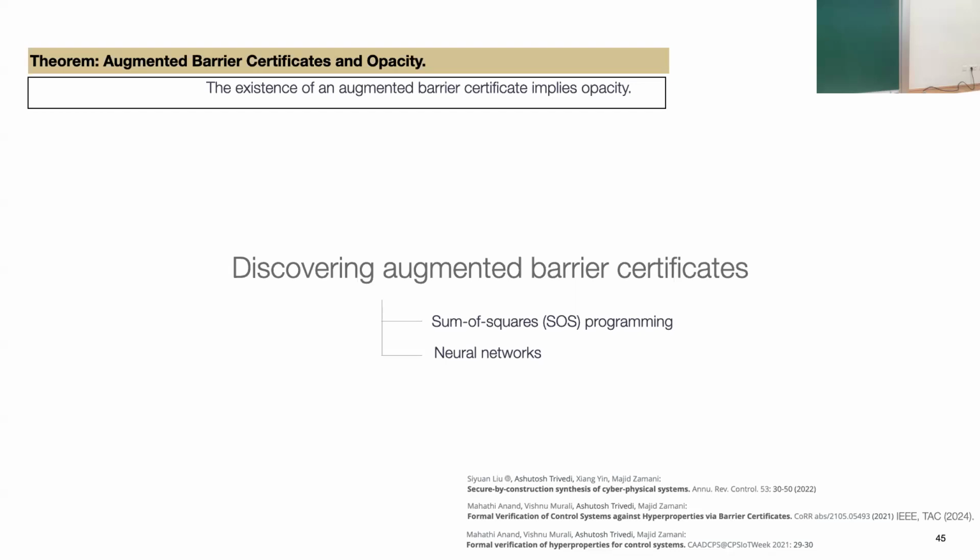How do we discover augmented barrier certificates? Is it the same approach, right? So the existence of an augmented barrier certificate implies opacity. We could use sum of squares programming. We could use neural networks, really, right? So I think in some of these works, we are using neural networks. In one of them, we are using sum of squares programming, right? And you could also use counterexample-guided inductive synthesis.